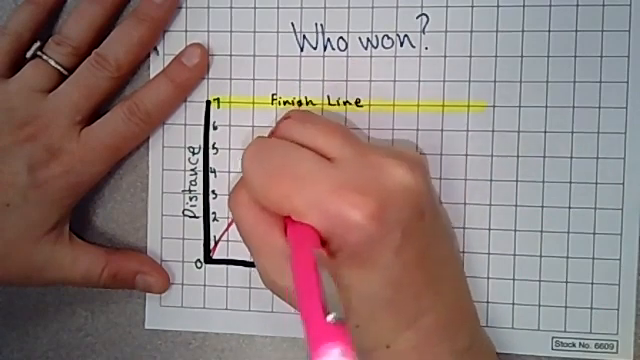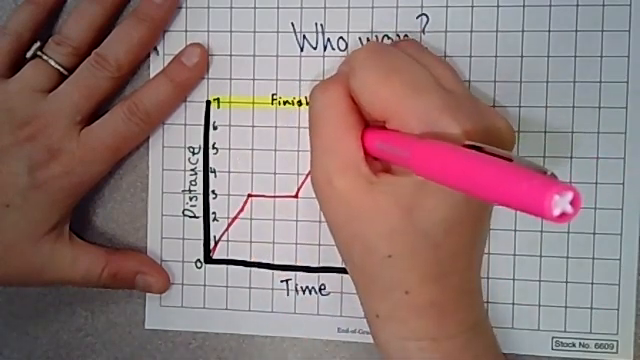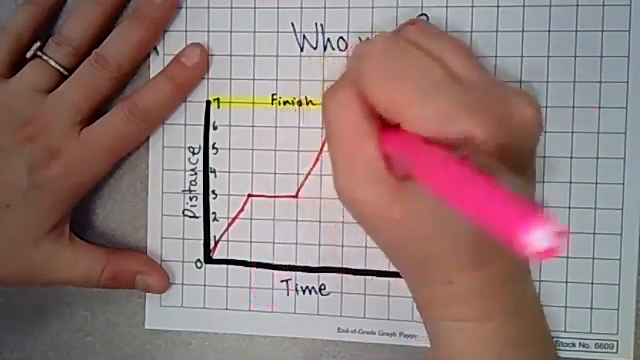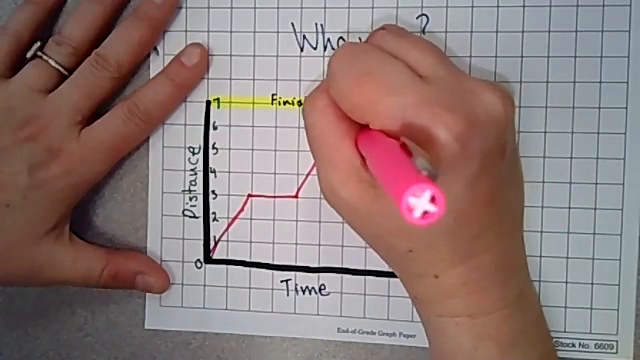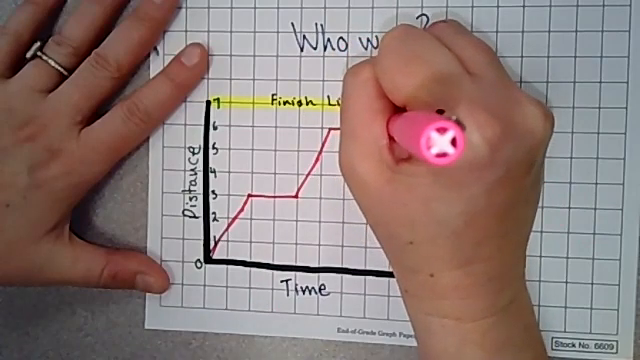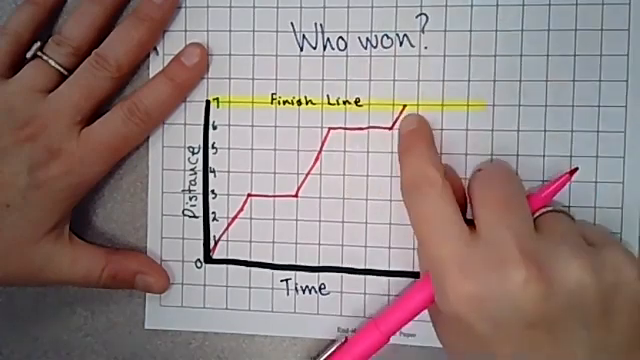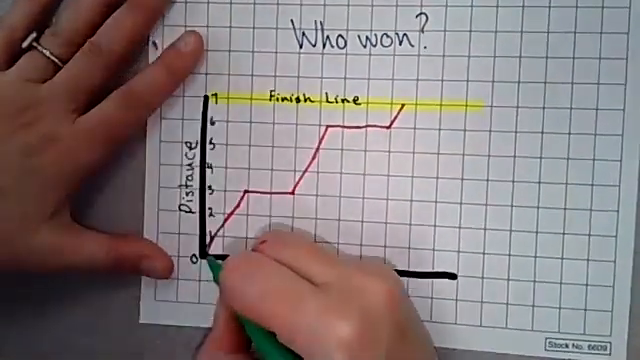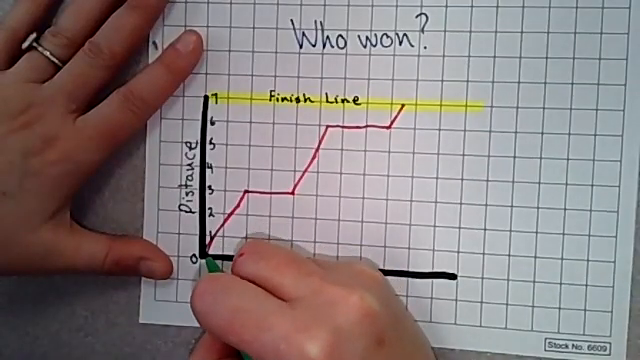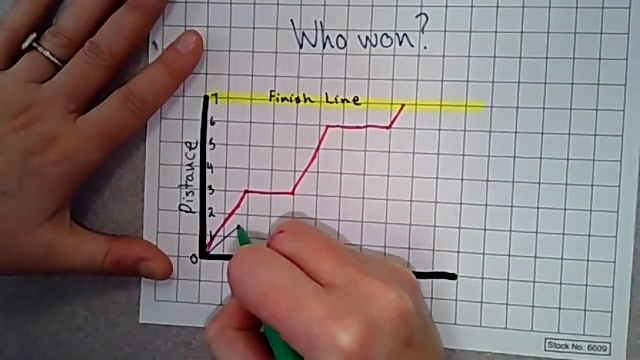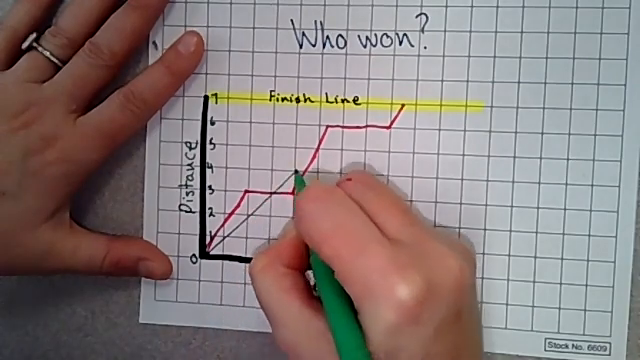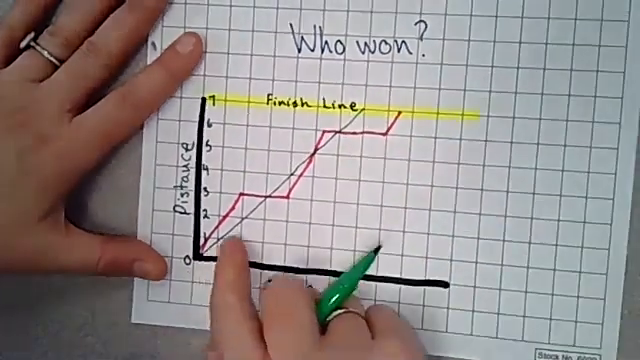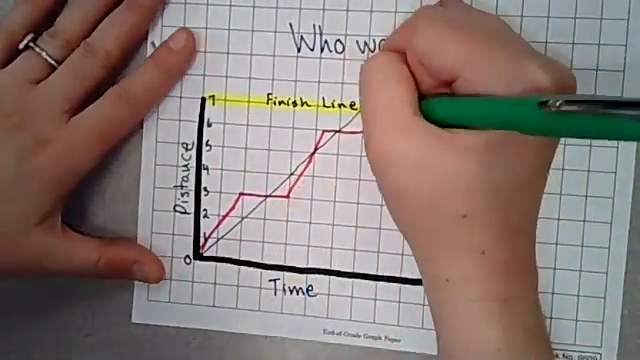Pew! Passes the turtle again. And then he decides to take a little rest for a little while. And then he decides to try to start running at the end. But unfortunately, our turtle has done this. Here's our turtle. He ran at a constant speed the whole time.